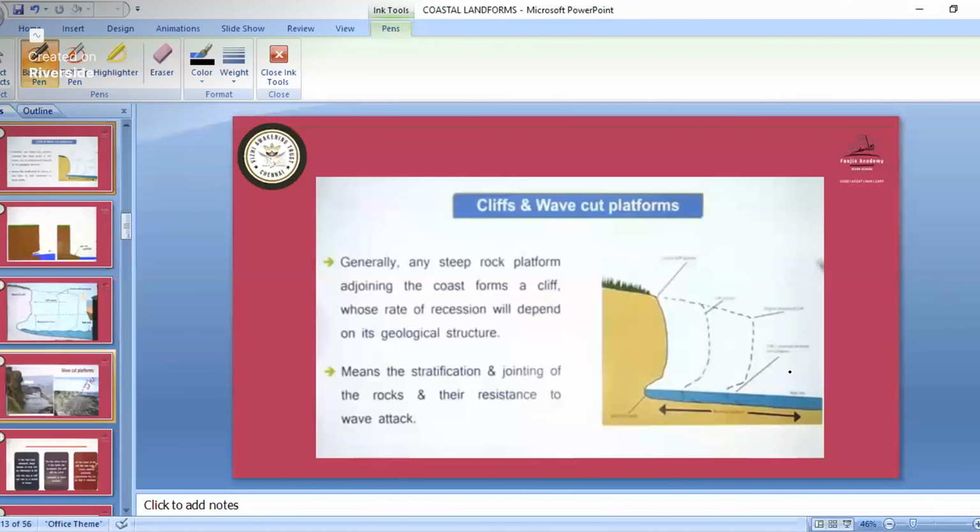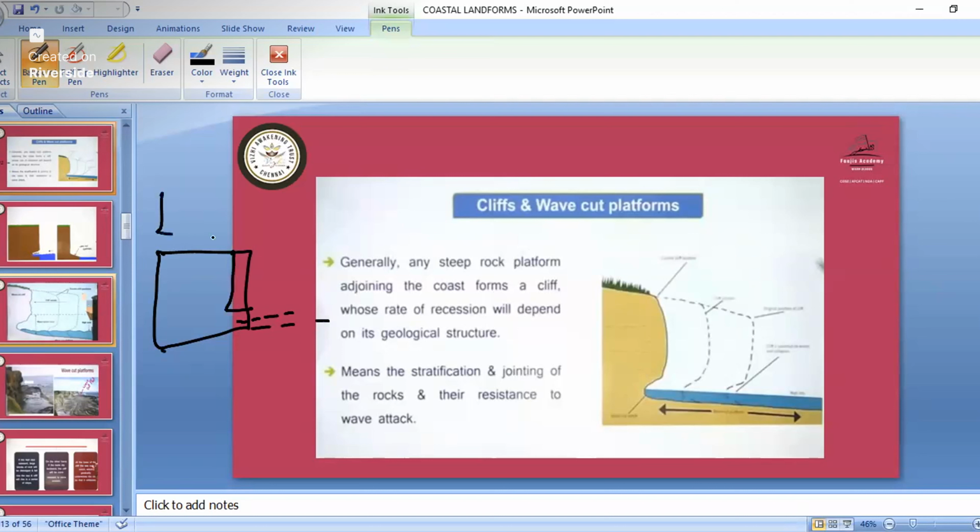And now we'll see about the wave cut platforms. Suppose the part was like this. Now water was flowing, and after hitting, this part has got broken. So it became like this, and all those parts got broken and settled here. Then again water came this side, then again this part is broken, and again this part will get broken. Then when it is hitting here, you can see in the diagram, what will happen? Now this particular part won't have any support to stand here.